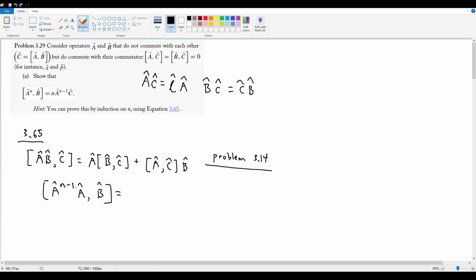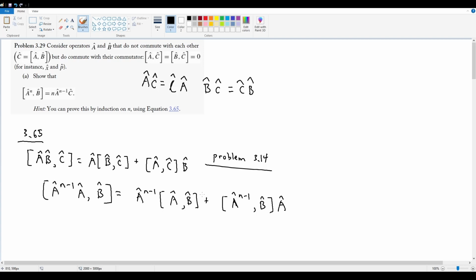So if I split this further using this commutator identity, this is going to give me a hat n minus 1 acting on the commutator between a hat and b hat. And then I'm going to add the commutator of a hat n minus 1 and b hat, and then this is acting on a hat, like this. Is that correct? Yes, that should be.